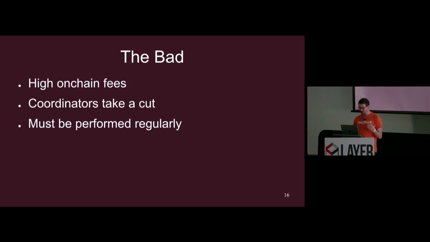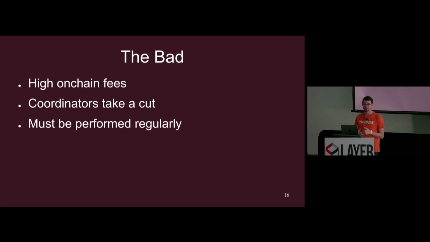But it's not all great, right? There are some bad things about Coinjoin. One of the problems is that you have high on-chain fees. That's because these are very large transactions, right? A lot of people are contributing inputs, a lot of outputs are created, and they have to be created in this special way where they're all evenly split. So maybe you're creating more outputs than you really need so that you preserve privacy.